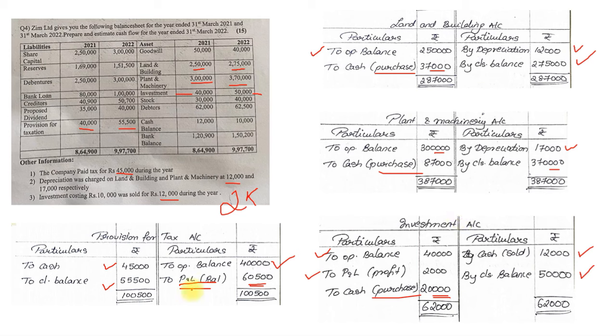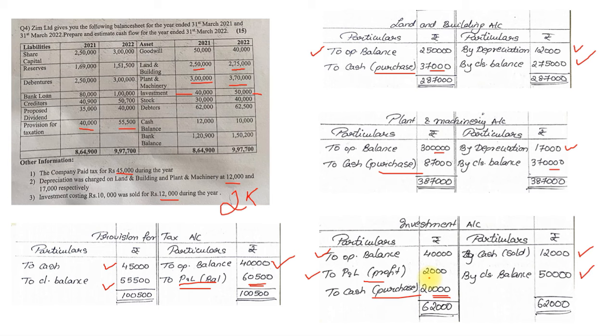P&L 60,500 is provision for tax. Cash purchases for land and building 37, for plant and machinery 87, investment 20,000, and P&L profit is 2,000. These are the five important values which you need to remember. 60,500 is for tax, 37,000 for land, 87 for plant and machinery, 2,000 is the profit on investment, and 20,000 is the cash purchase for investment. Step number one, whatever adjustments are given, prepare the ledgers for that.